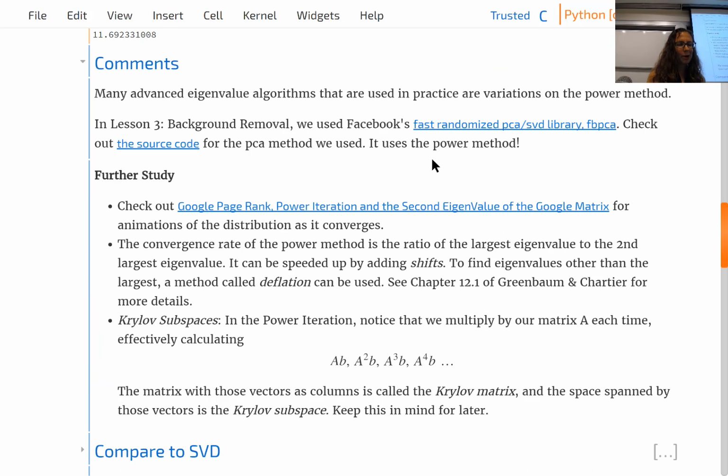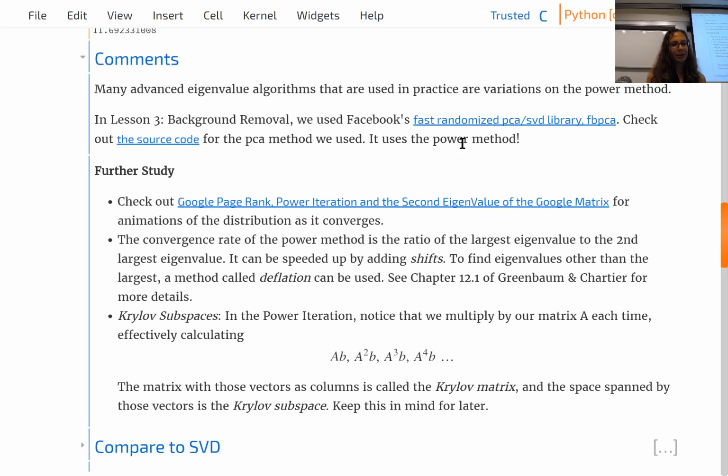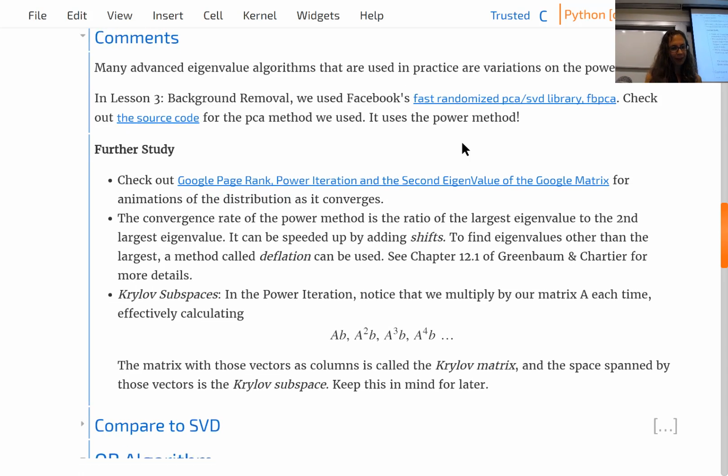Oh, and something I wanted to point out is, if you remember back in lesson 3 when we did the surveillance video background removal, we used Facebook's fast randomized PCA SVD library, FBPCA, and in the source code I found a comment where they're using the power method at one point, which I thought was exciting. So it's showing up in the real world.